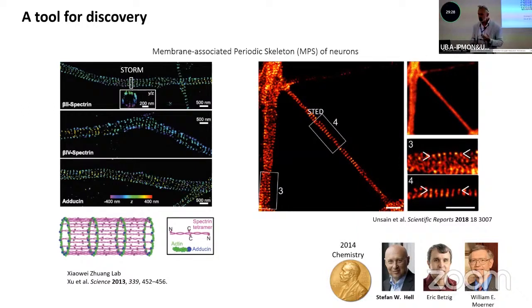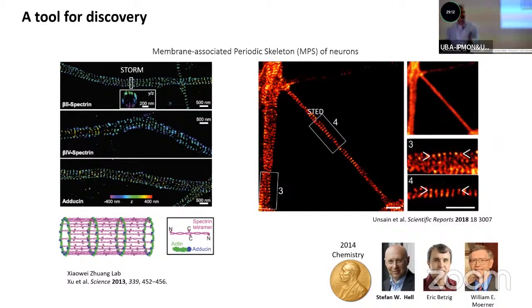So you can really discover things applying super resolution microscopy. And that is the main reason why these three physicists got the Nobel Prize in Chemistry a few years back. So let's now take a look at how this is possible.